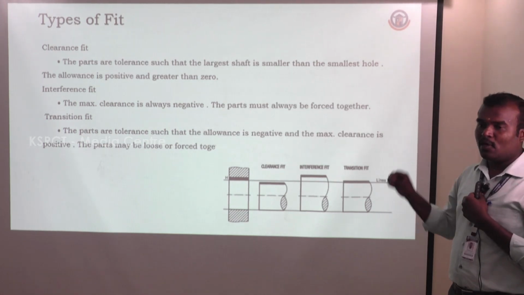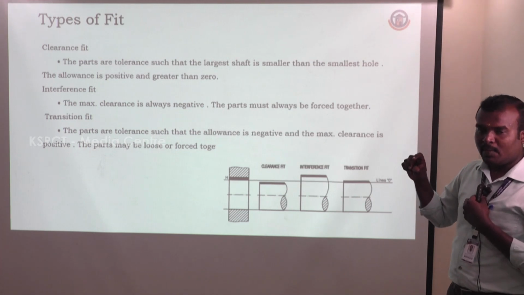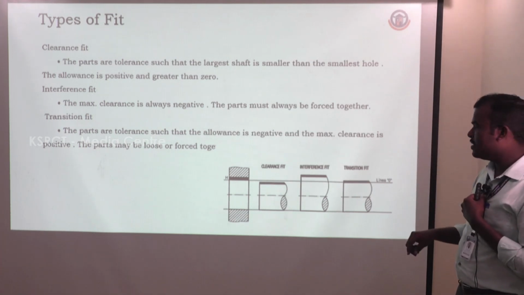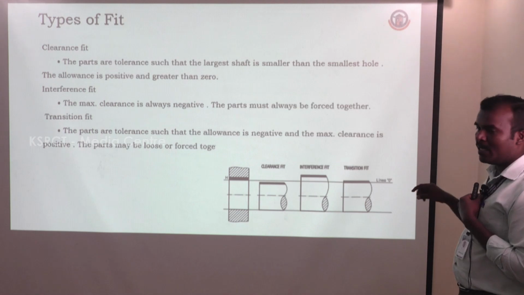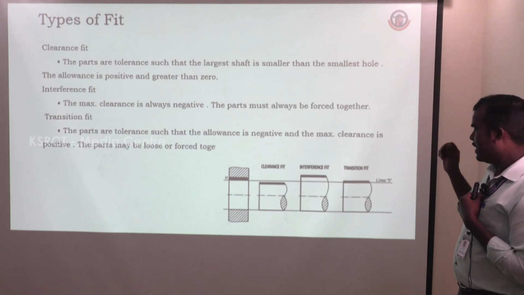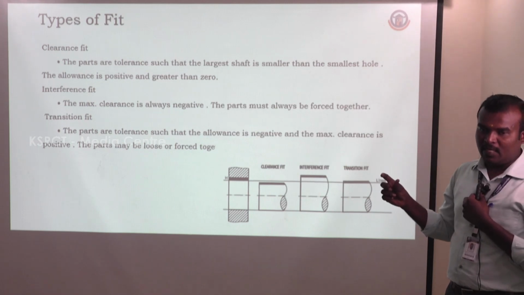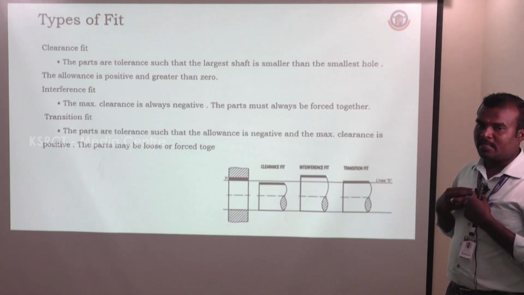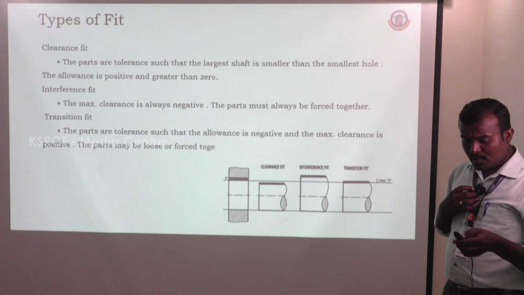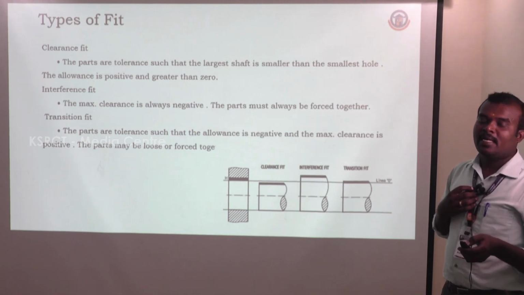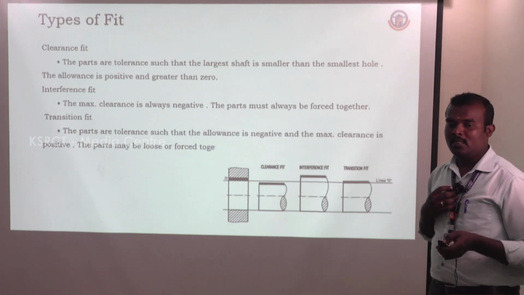For the clearance fit, the hole diameter will be maximum and the shaft diameter will be minimum. In the interference fit, the hole diameter will be minimum and the shaft diameter will be maximum. In the transition fit, the hole diameter and the shaft diameter will be nearly equal or zero difference. Like that. These are the basic principles in product design for manufacturing. Then thank you.